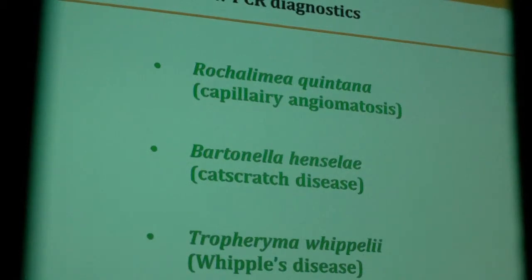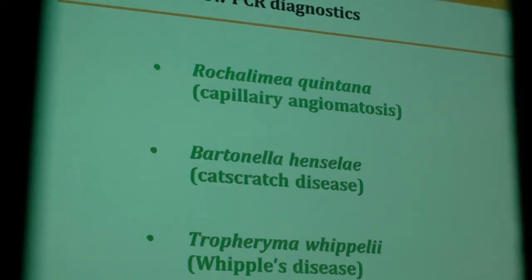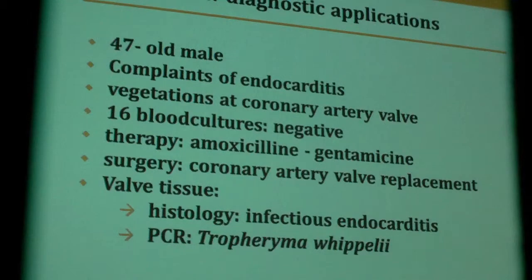Doing this, we found a lot of new infections. For example, Rochalimaea, Bartonella, and Tropheryma, which are non-cultivable bacteria. And we always thought that they were only in specific cases in patients, but now we find that they are far more general. I will come to that later for Tropheryma.